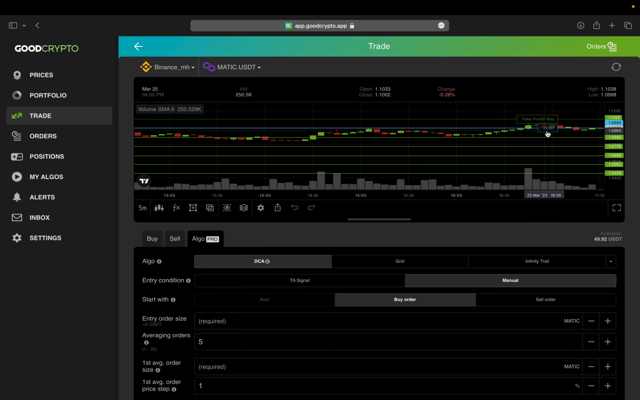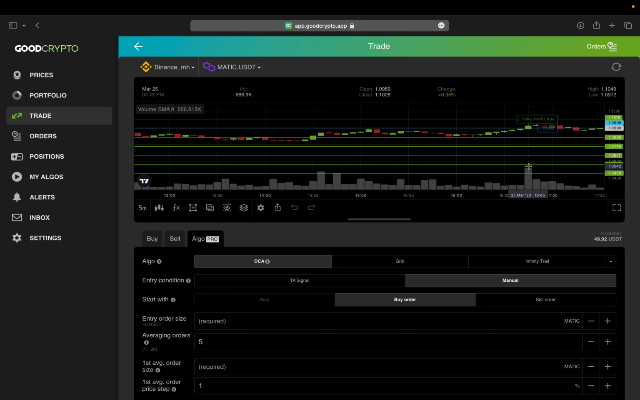So again, there is an entry order. In this case, it's a buy order. Then you can place several so-called averaging or safety orders. You can select the number of them and their size, or the relation between size and price. There are various options there, which we'll look at in the next video. But basically, you say, we buy here. If the price goes against me, I will buy more at a lower price to basically average my entry price down.